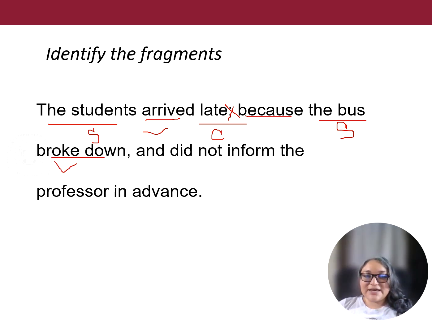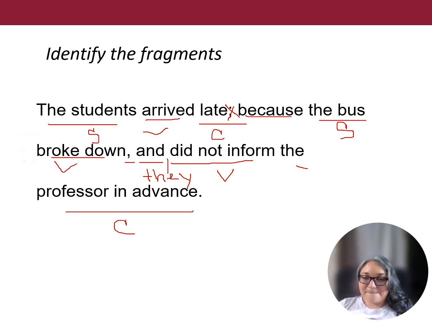This is correct. And did not inform the professor in advance. Actually, I have here a coordinating conjunction and I have a comma. This is correct. Before a FANBOYS, you need a comma. What is missing in this sentence? Can you guess? We have a verb, did not inform. So what is missing? The subject is missing. I'm talking about the students. So the subject that is missing is the pronoun they. They did not inform the professor in advance. This is going to be the complement.